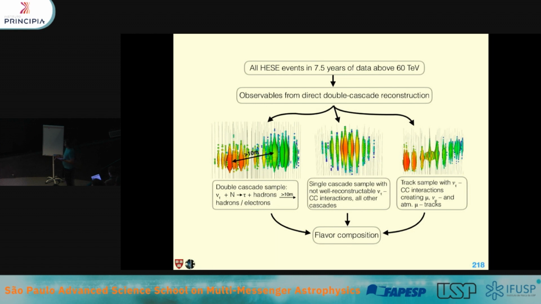And those are produced by the first light deposition, which is produced when the tau hits the nucleon and emits energy. And there is a second deposition when the tau decays. Okay? And so by classifying events into these three morphological categories, we can extract the relative amount of muon, electron, and tau neutrinos. Okay? So in principle, it's a sufficiently constrained problem.